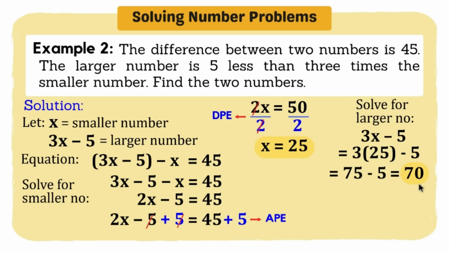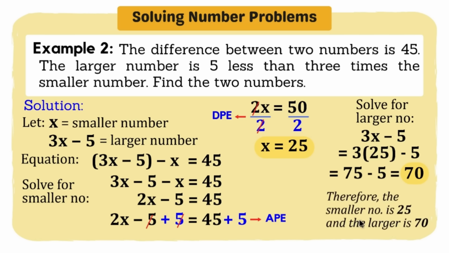Now, let's double check. Okay? Sabi dyan, pag pinag-subtract natin, 70 minus 25, the answer will be 45. Yes, correct. 70 minus 25 is 45. Therefore, the smaller number is 25 and the larger number is 70.